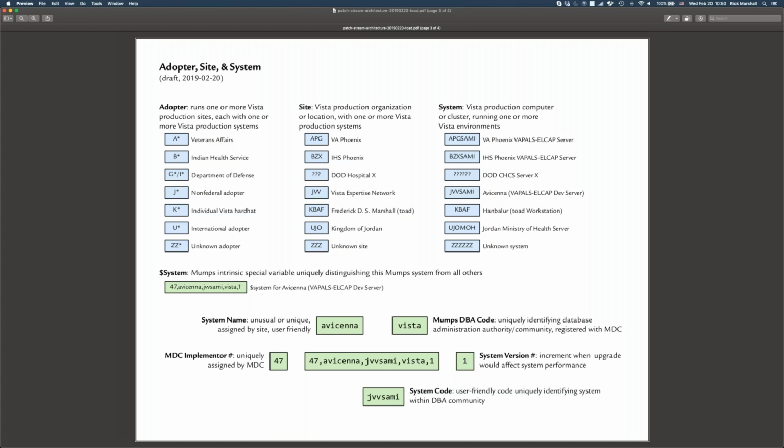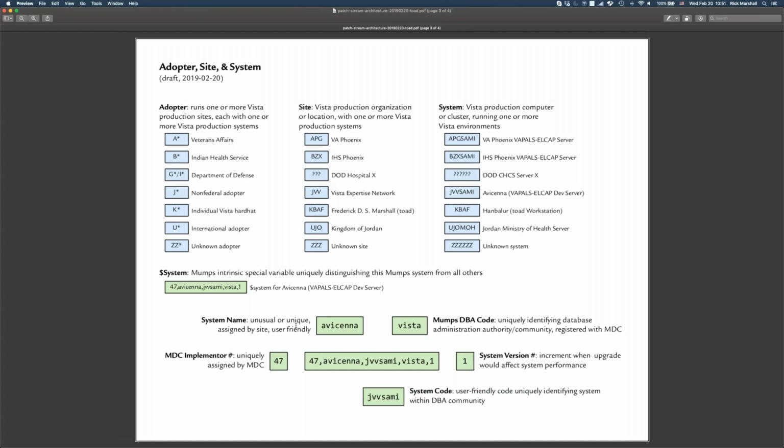So it starts with the value that's assigned by the MDC, the 47. What comes next is a system name. It should be unique or unusual, and it's assigned by the site. But the real point is that it's pronounceable and user friendly. So when we've been talking for coming up on a year and a half now about the fact that our development server is called Avicenna, people have taken copies of our Docker images, and they all know what they are. It's Avicenna. Avicenna is our development environment.